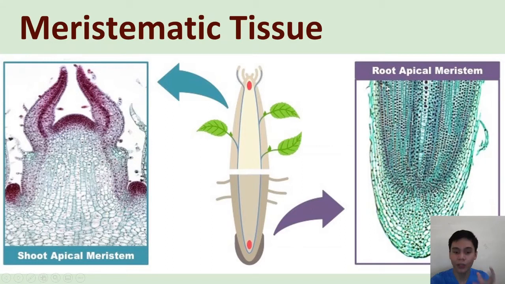We can see very dense clusters of very small undifferentiated cells on the very tips of your root and your shoot apical meristem. On the root, you can see that there's this boundary between this thing and the inner very compact cells. The boundary here is called the root cap. So it's made of sclerenchyma. That's just to protect the living parts of the root.